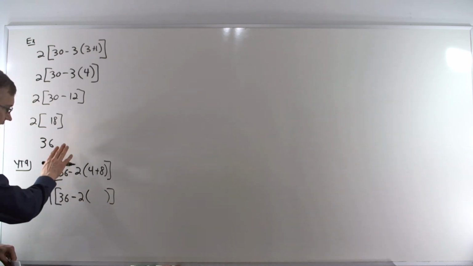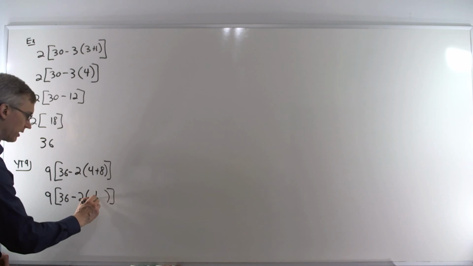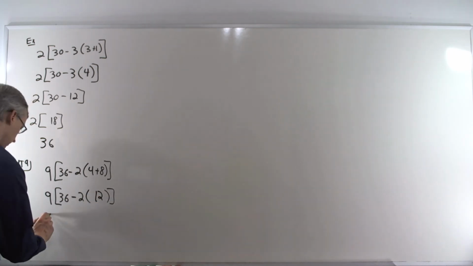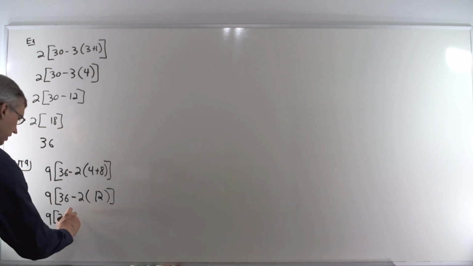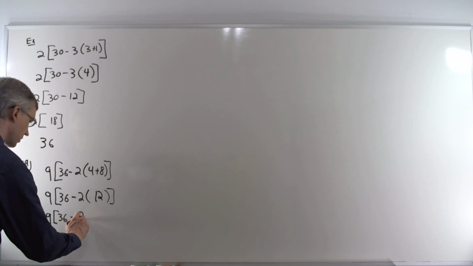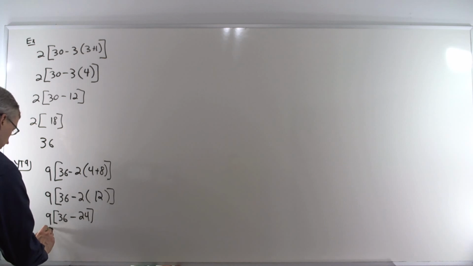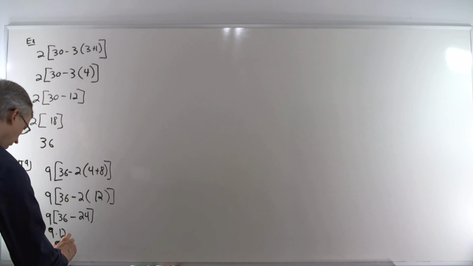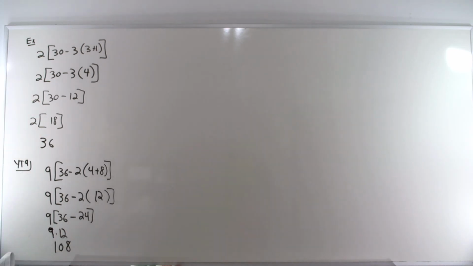So I'm just going to copy everything down exactly as it appears, except for what I'm going to actually operate on, which is inside the inner parentheses. 4 plus 8 gives us 12 there. Now inside this grouping symbol, now we have multiplication, so that is 36 minus 24. So that gives us 9 times 12. We do 36 minus 24, and 9 times 12 is 108.